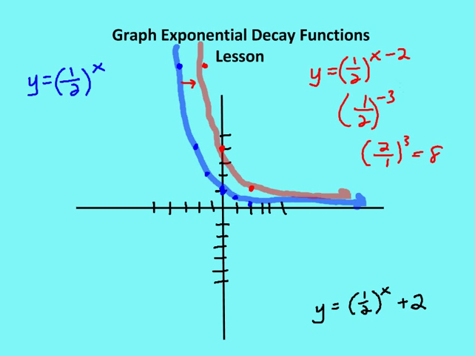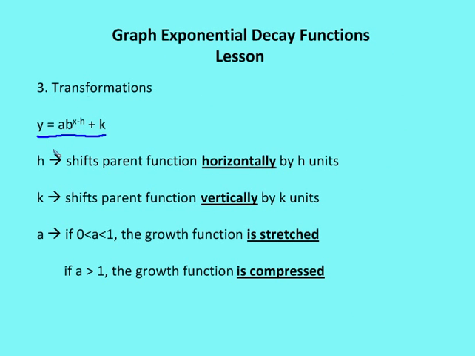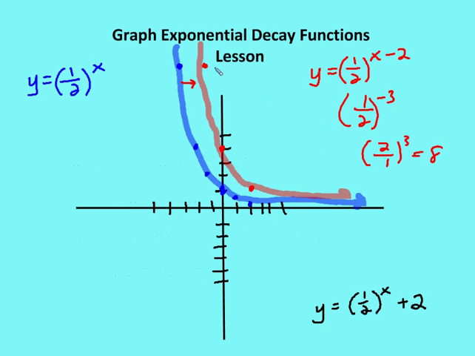Okay, so here's my shift to the right by 2 units. So you can see that, in fact, this is holding true. My transformation model says that I'm shifting h units horizontally to the right, and that's exactly what's happened. I've shifted the decay function to the right by 2 units. All right, now let's take another example. y is equal to 1/2 to the x plus 2.